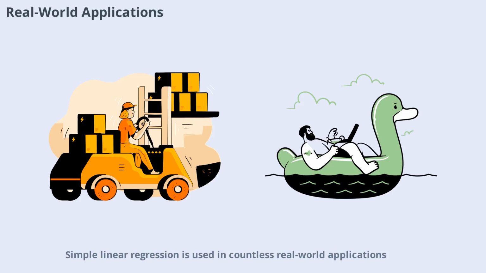Simple linear regression is used in countless real-world applications, from predicting housing prices to analyzing scientific experiments. Its versatility and ease of use make it a go-to tool for researchers, analysts, and decision-makers across many fields.